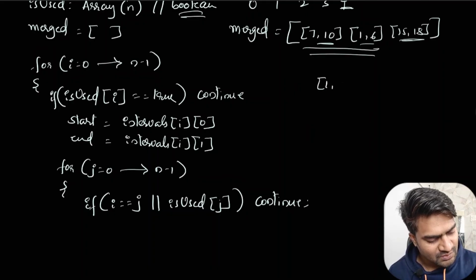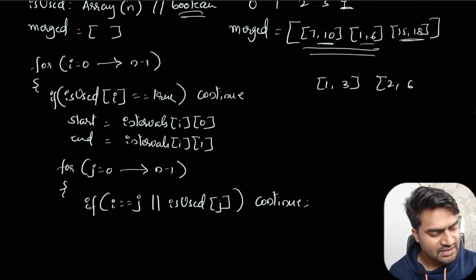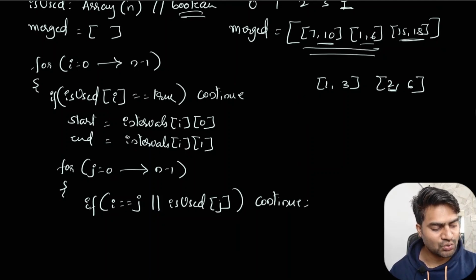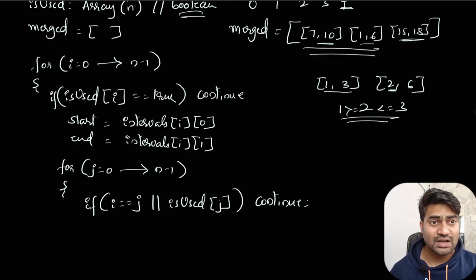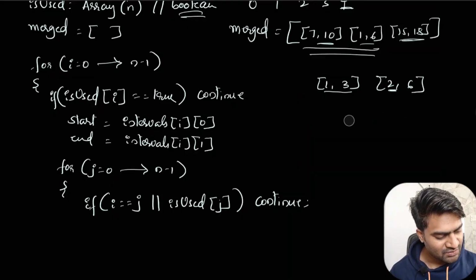So let us take [1, 3] and [2, 6]. In this one, we checked whether this 2 really lies somewhere in between 1 and 3, or somewhere at 3. So basically what we did, we checked whether 2 is in between, so greater than or equal to 1 and less than or equal to 3. That's what we checked.